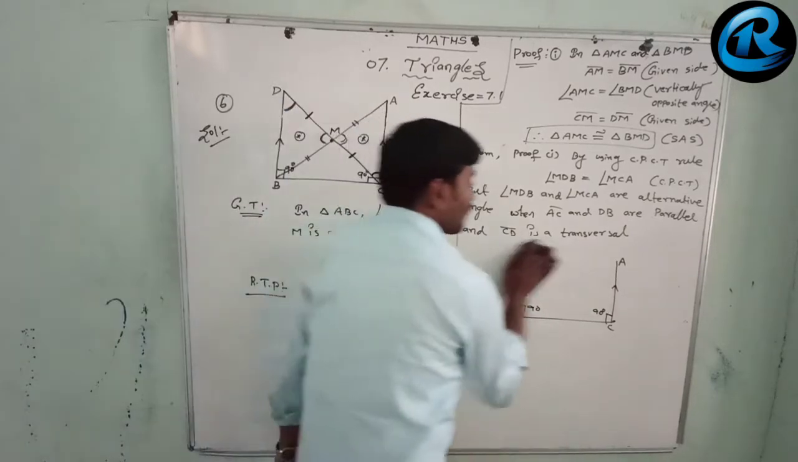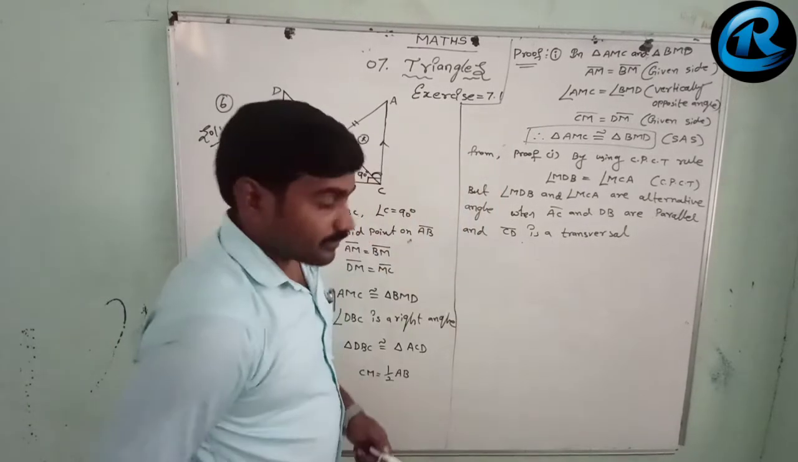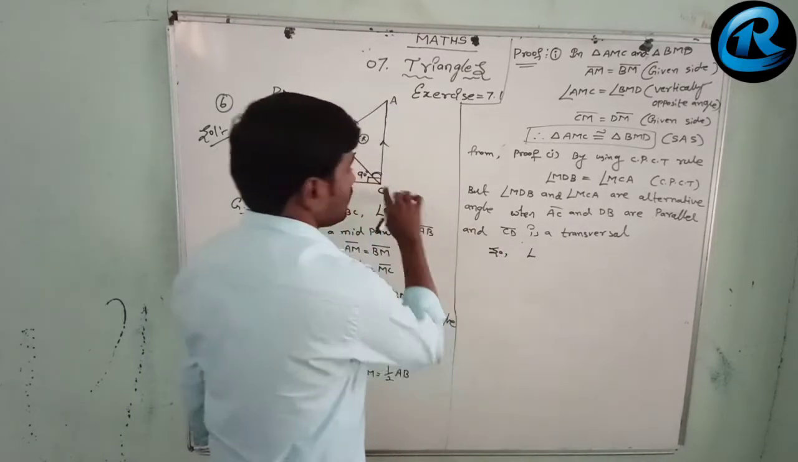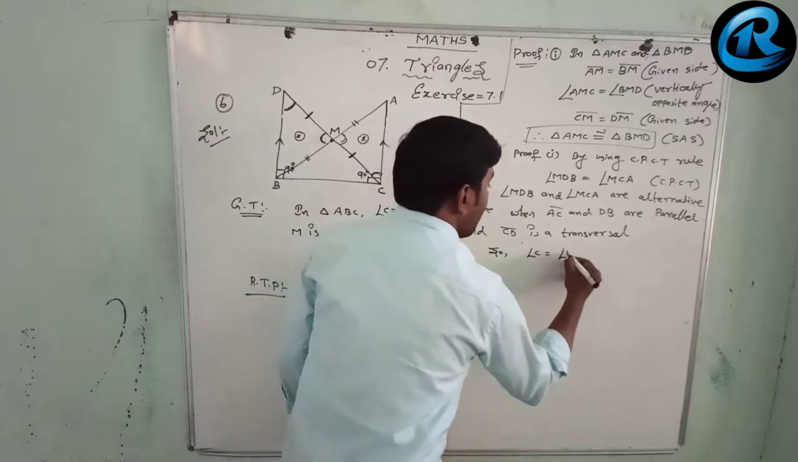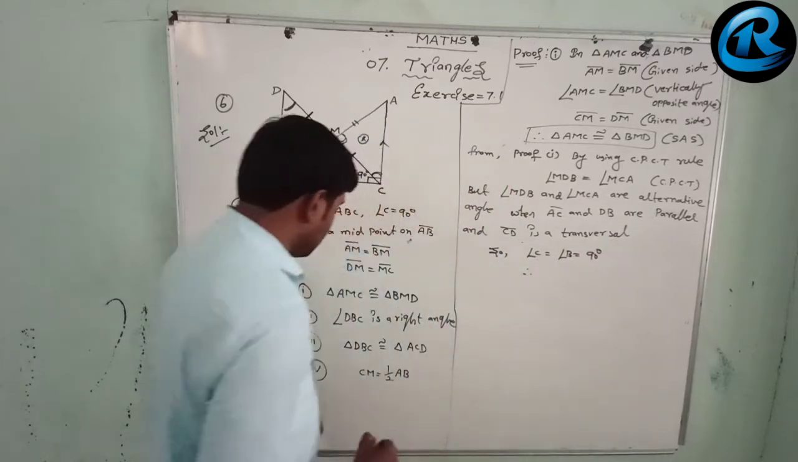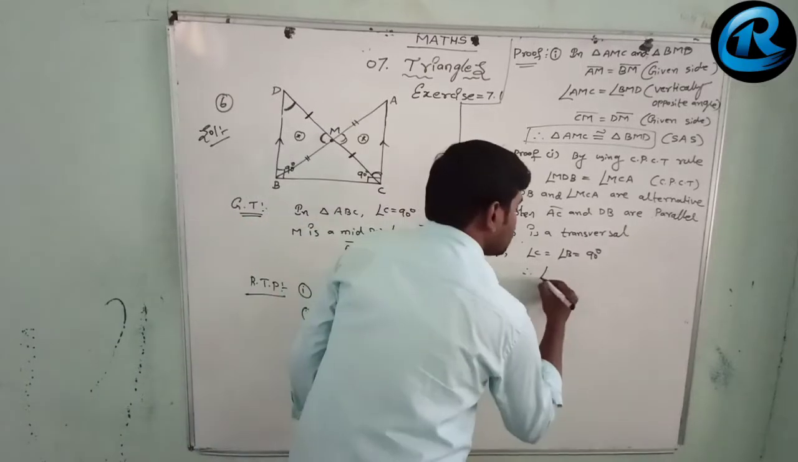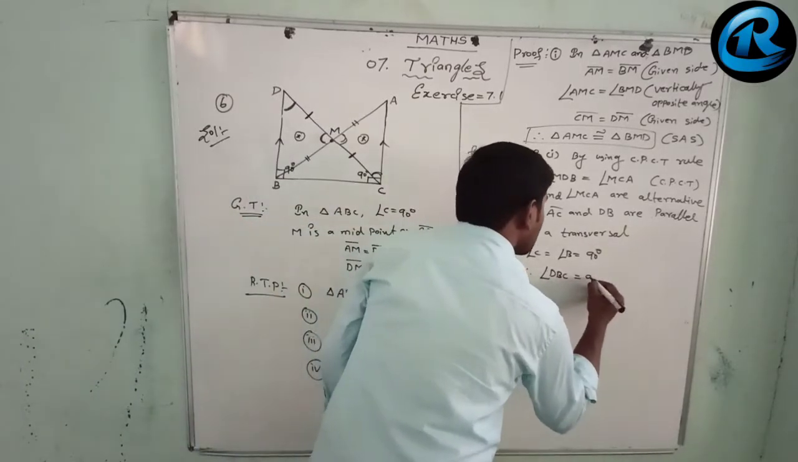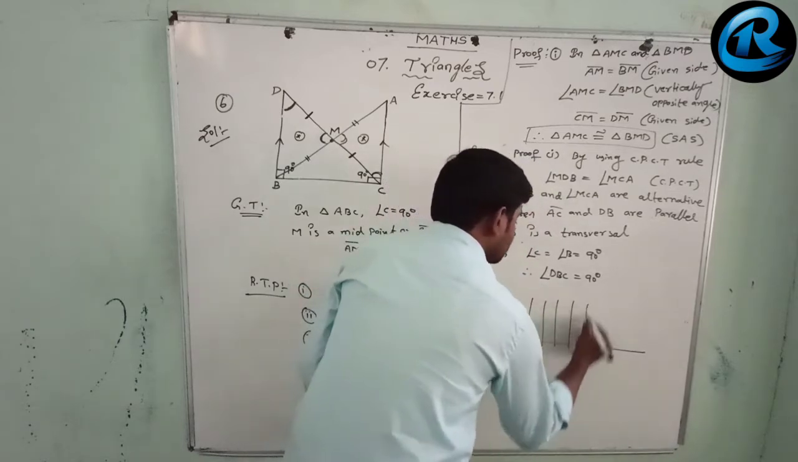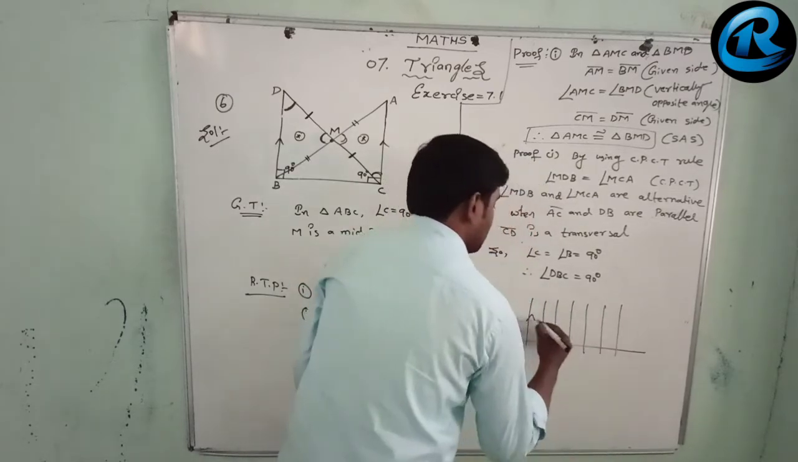So here angle C equal to angle B equal to 90 degrees. Therefore we can say that angle DBC equal to 90 degrees. See that the perpendicular lines on the same base are always parallel.